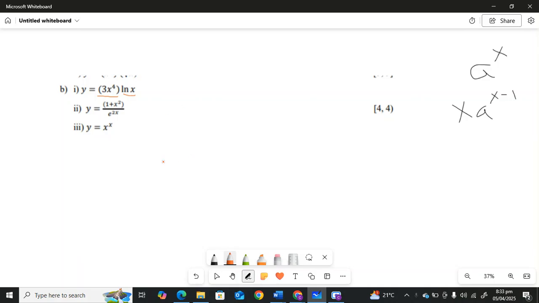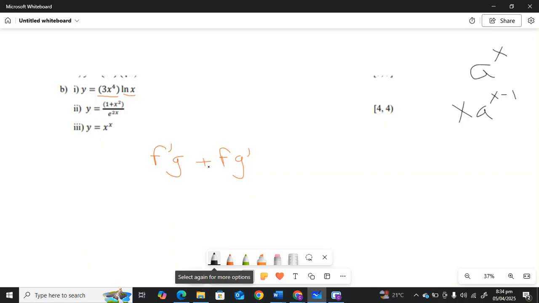Okay, so let me write down the product rule. This is the product rule, a simplified way to write it. What's going to happen is you pick which one is your f, then you derive it, and which one is your g, then you derive it. So in this question, y equals 3x to the power 4, natural log of x.